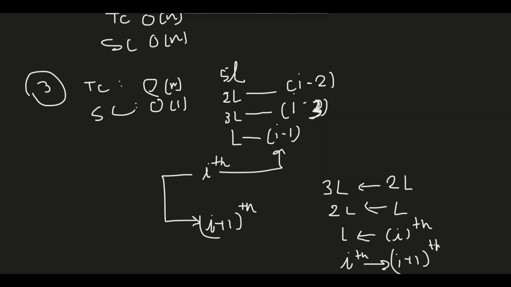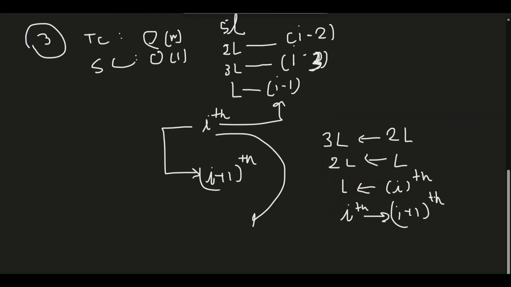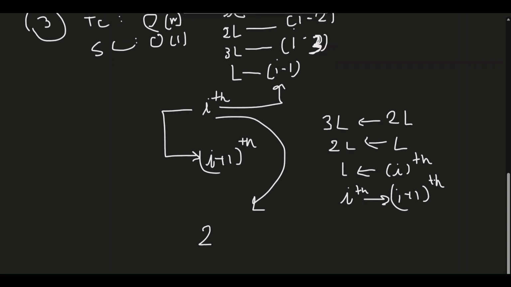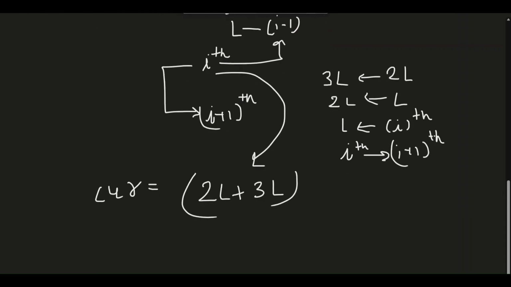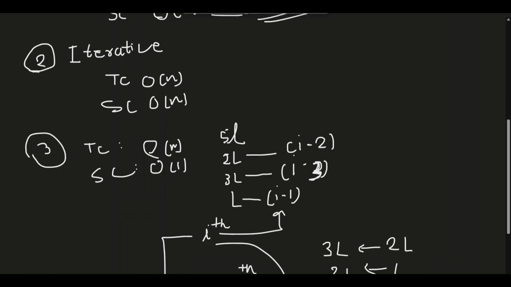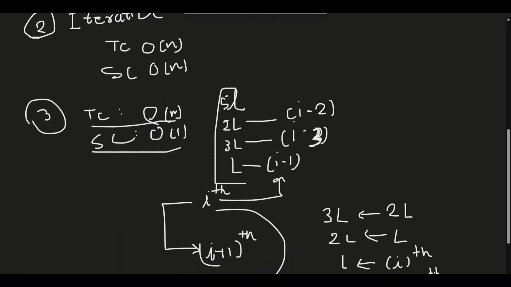For every i, I will be summing up my previous two elements, meaning the second last element and the third last element, which is my current element. After the whole algorithm ends, my current element is equal to my answer. The time complexity is big O of n and the space complexity is big O of 1, because we are using only integers to store the elements.